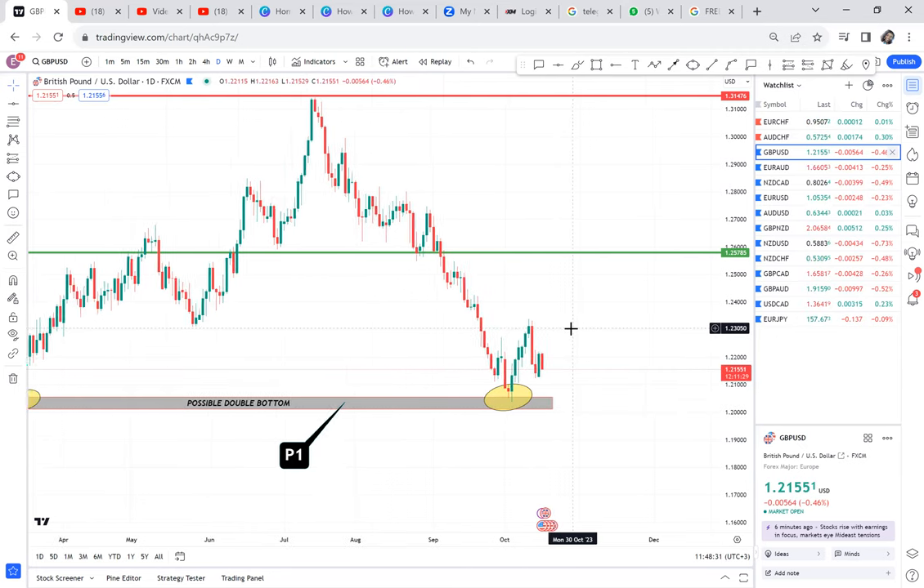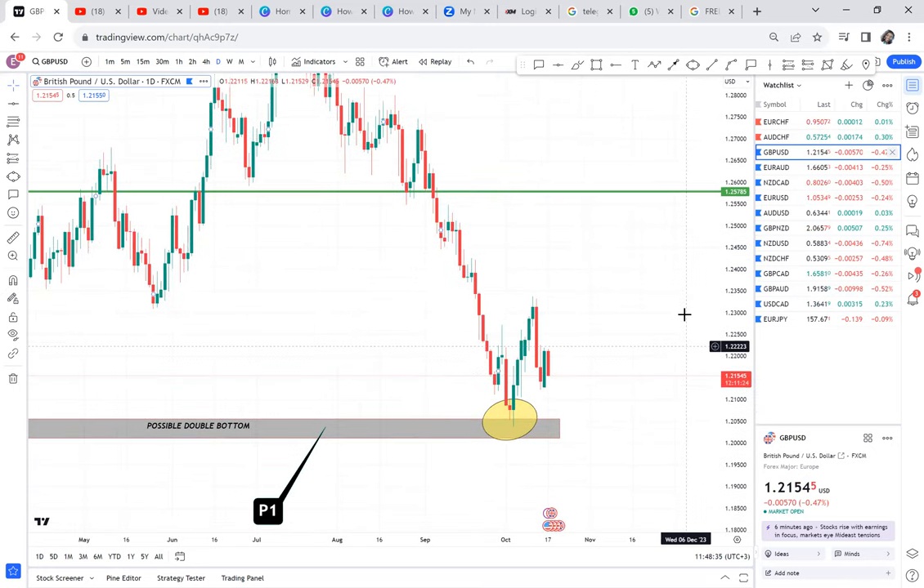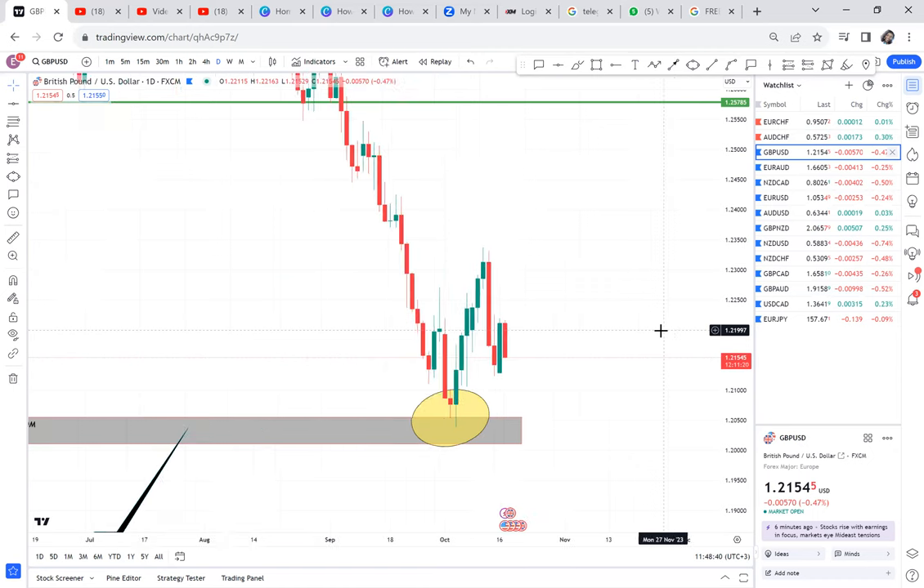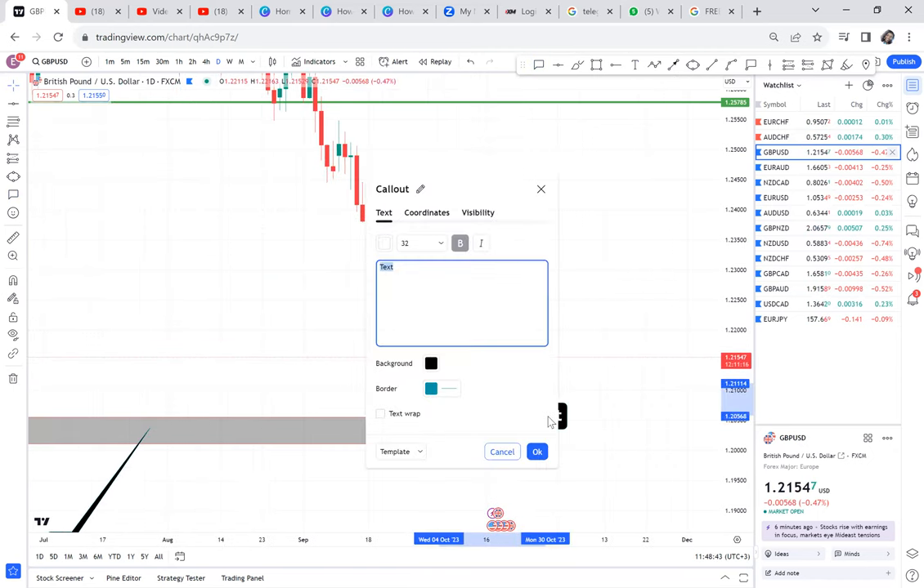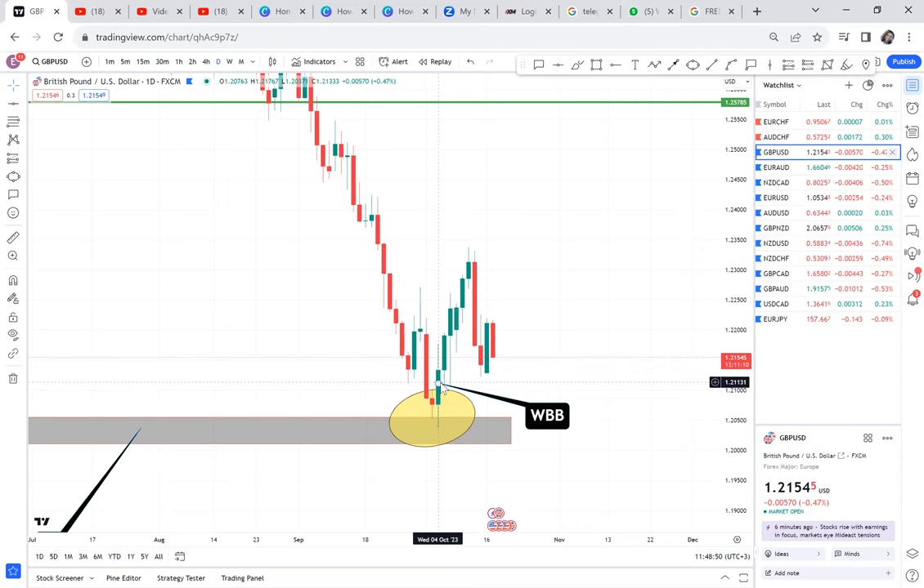And then the market, once it gave us an entry, just pay attention. A double bottom, we use what strategy? We use the WBB strategy. WBB means wait for a green candle, check if it's a bullish engulf, if not, WBB. So we get a green candle here, and we get an entry. And I tell everyone, guys, let's buy.